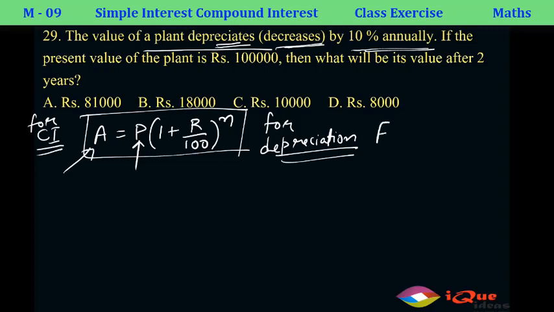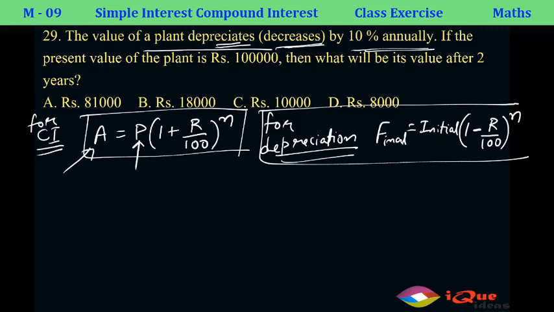You can say the final value is equal to the initial value into 1, and in place of plus, we'll take minus, and the rate is R upon 100 to the power N. The same formula will be applied for depreciation also. It is just that we have to take minus in place of plus.